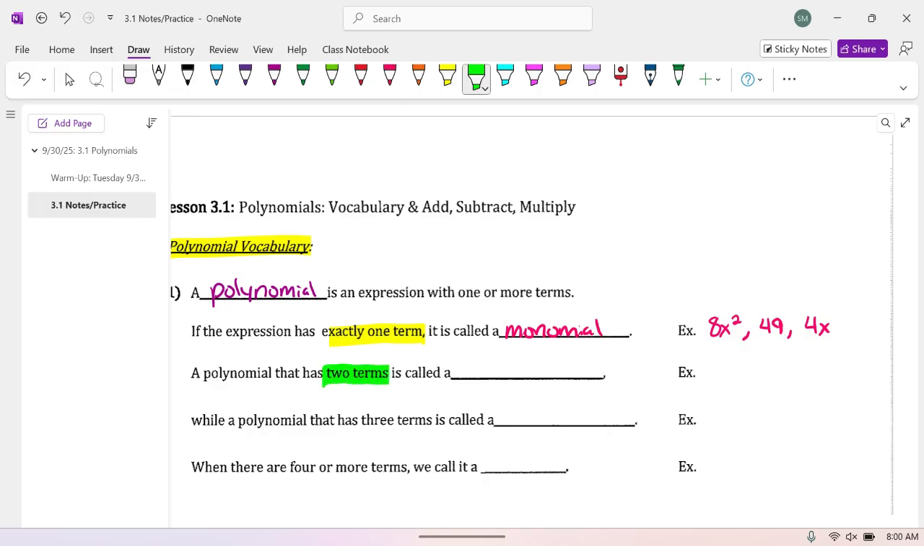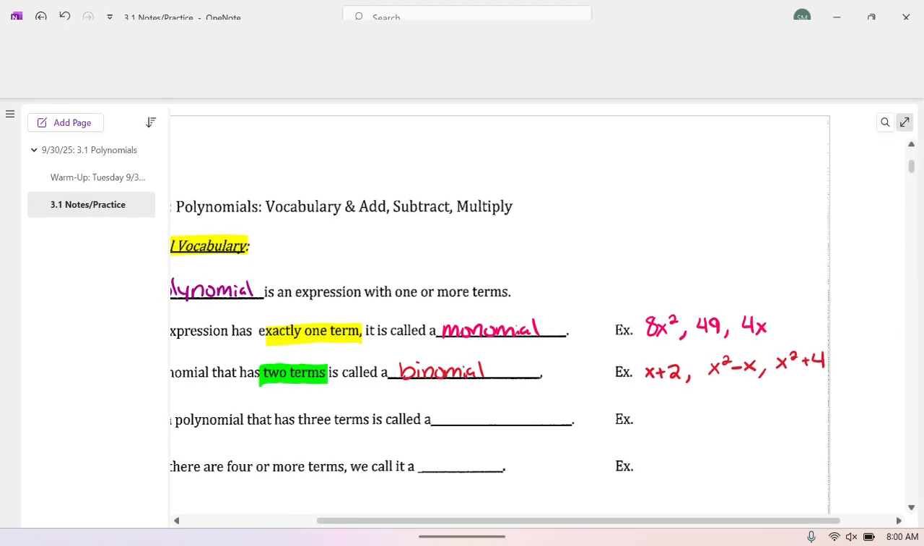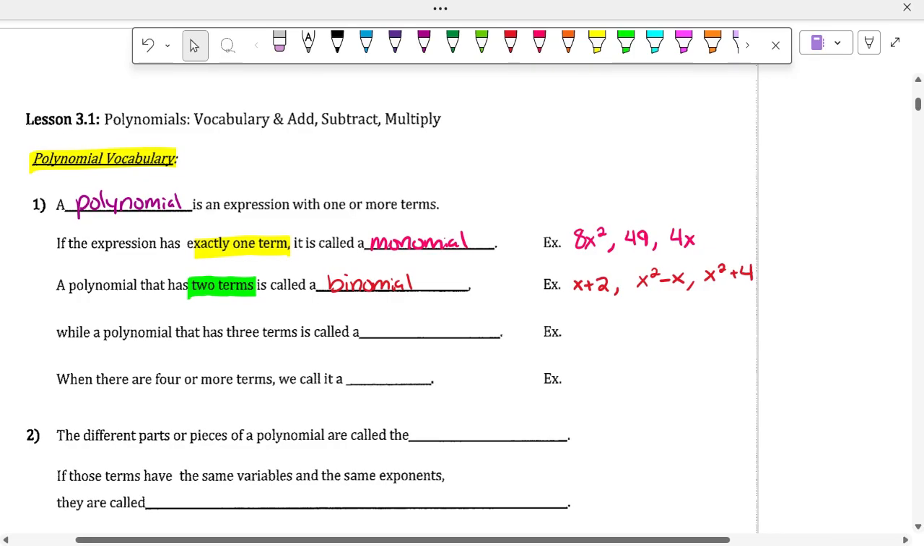All right. So take a shot in the dark. Who thinks they can tell me what a polynomial with two terms is called? Claire. Binomial. So an example could be x plus 2, x squared minus x squared plus 4, so on and so forth. All right, so that's an example of a binomial.